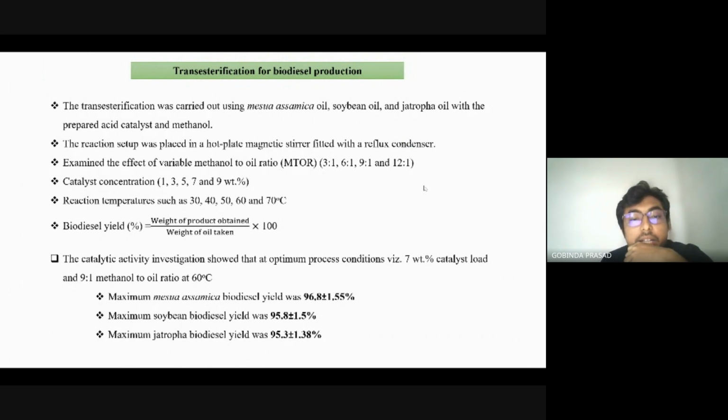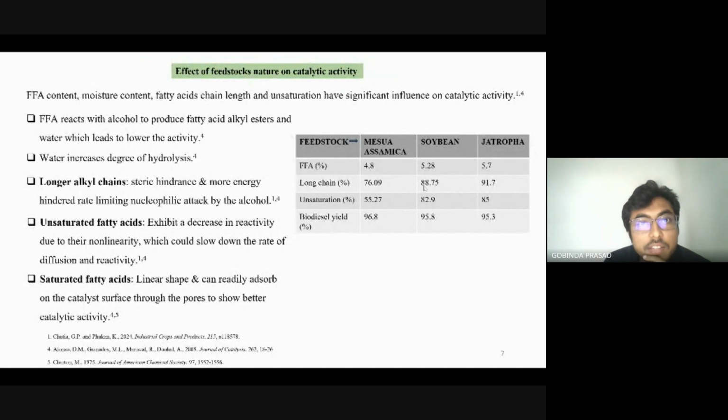The catalytic activity showed that at the optimum process conditions, that is 7% catalyst load and 9:1 methanol to oil ratio at 60 degrees centigrade, the Mesua assamica biodiesel showed the maximum biodiesel yield of 96.8%, followed by the soybean biodiesel at 95.8%, and the Azadirachta biodiesel yield was 95.3%. It is due to the various nature of the feedstock, which influences the catalytic activity for biodiesel production.